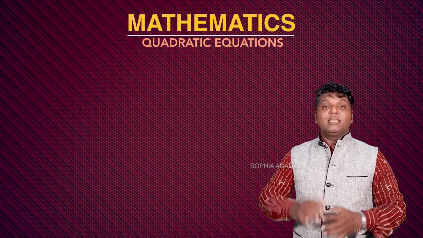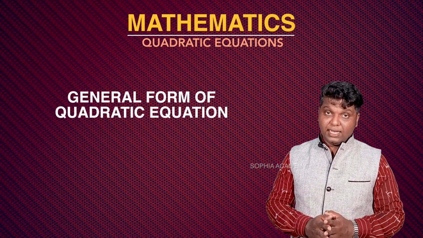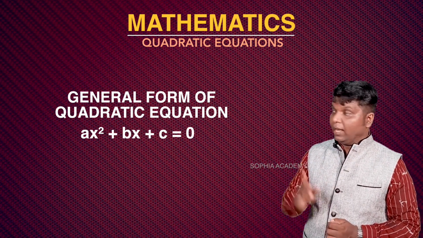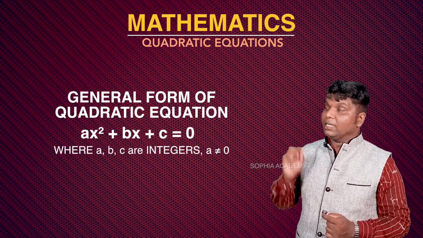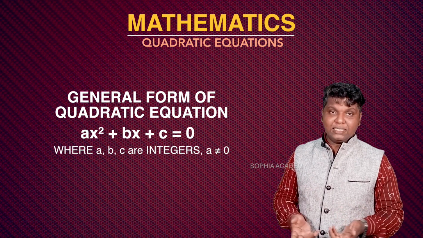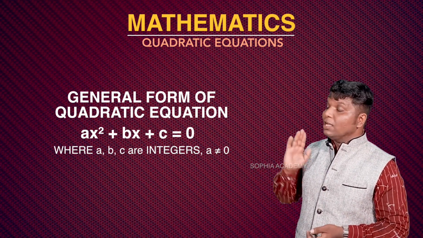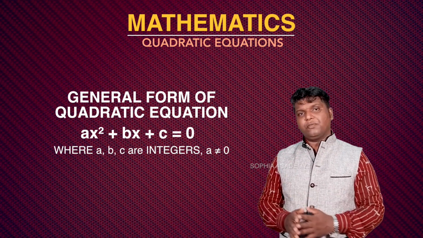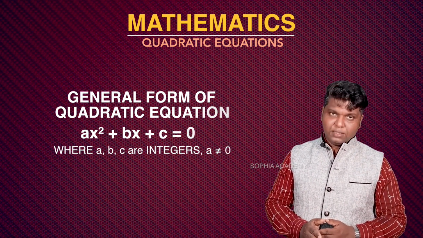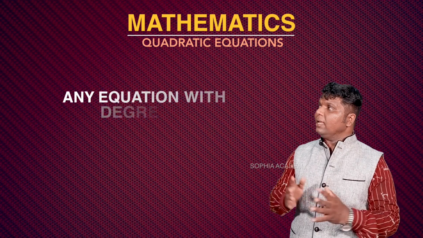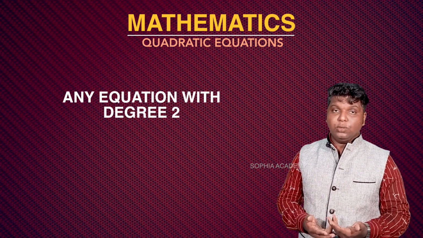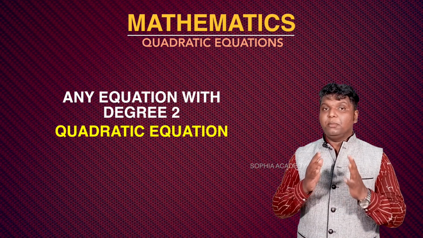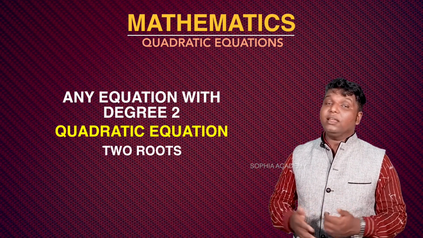Let me tell you, the general form of a quadratic equation is ax square plus bx plus c equal to 0. Here a, b and c are integers. And one thing is very important, a should not be equal to 0. The coefficient of x square should never be equal to 0. Any equation whose degree is 2 is what we call the quadratic equation, and for every quadratic equation, there will be 2 roots.